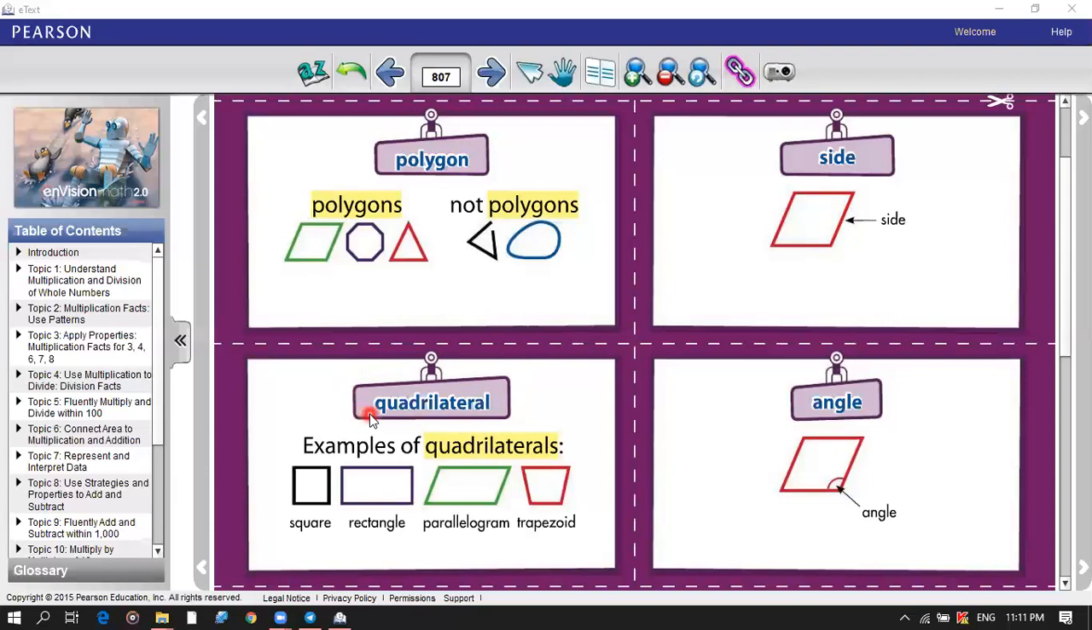Quadrilateral. A quadrilateral is a special type of polygon with only 4 straight sides and 4 angles. All of these shapes here have 4 straight sides. Angle. An angle is the corner that forms when 2 sides meet. Here, look here. This is an angle.